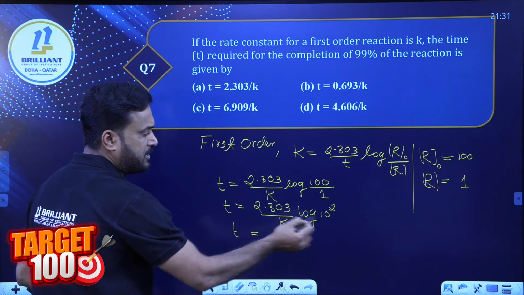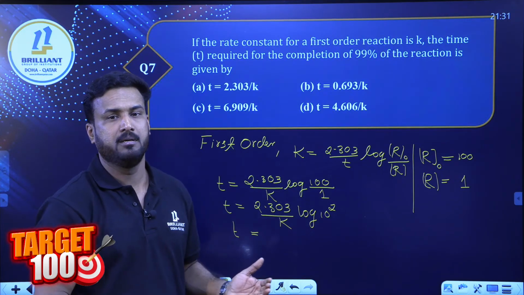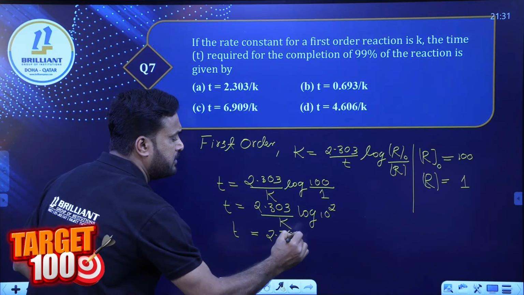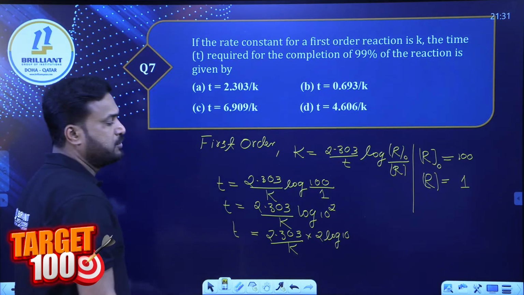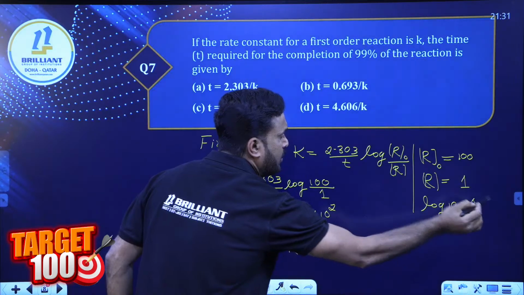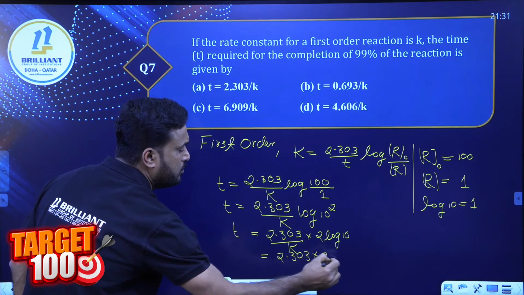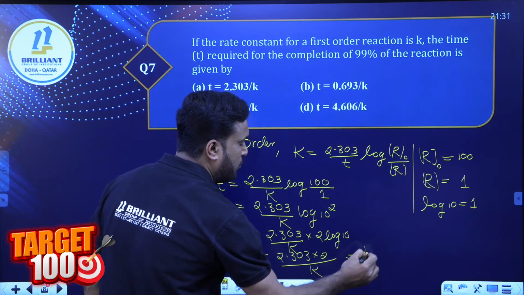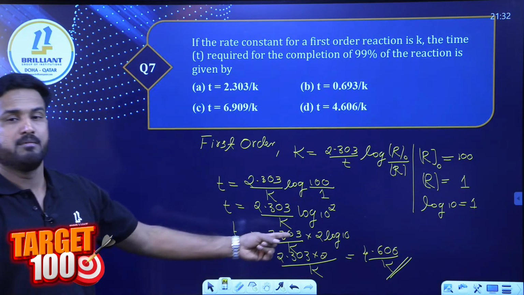Expanding this one, log 10 power 2, you know that it's in the form of log a raised to b. Log a raised to b can be written as b log a. So t is equal to 2.303 divided by k into 2 log 10. You know that, right? Log 10 value is 1. So just multiply. That is 2.303 into 2 divided by k. So 2.303 into 2 is equal to 4.606 divided by k. That's our correct answer.